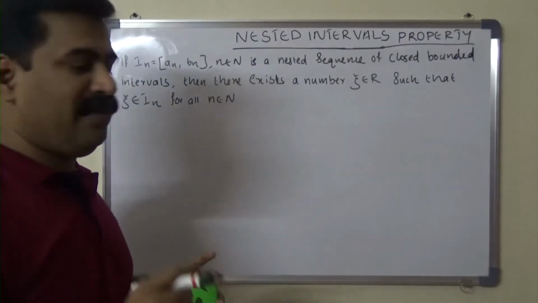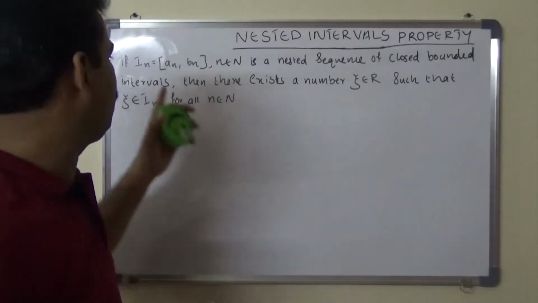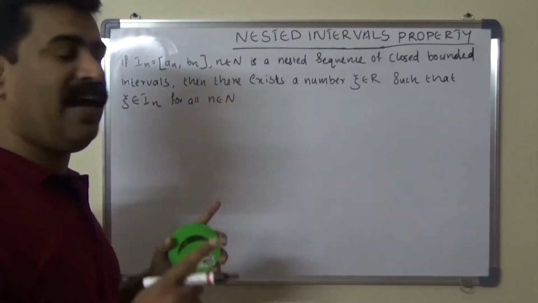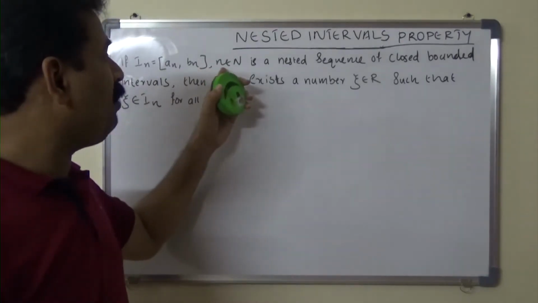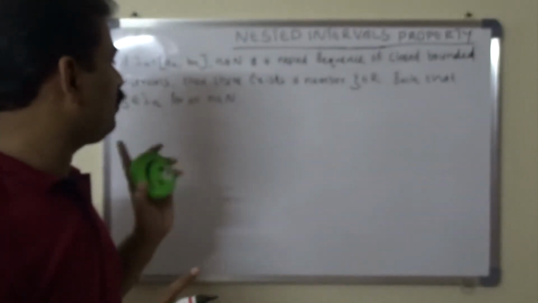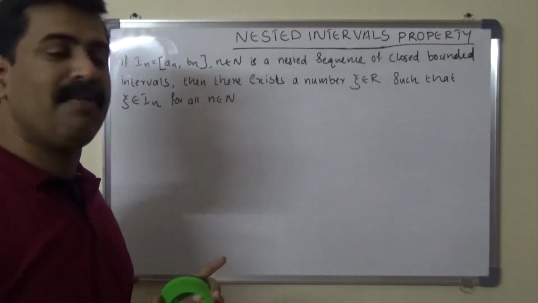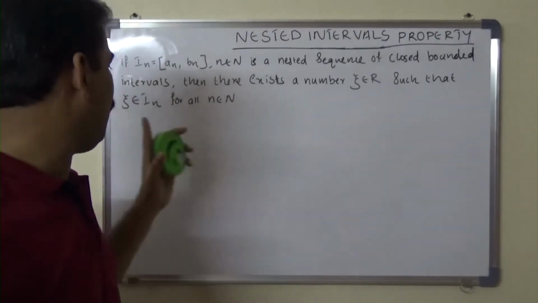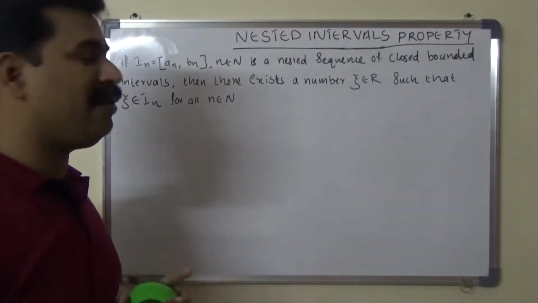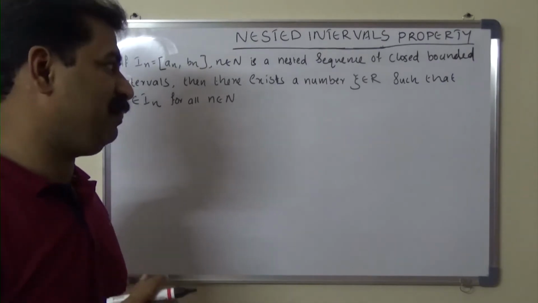This is the nested intervals property. The statement is, if I_n equals closed interval a_n comma b_n, here n belongs to capital N, is a nested sequence of closed bounded intervals, then there exists a number psi belongs to R such that psi belongs to I_n for all n belongs to capital N.